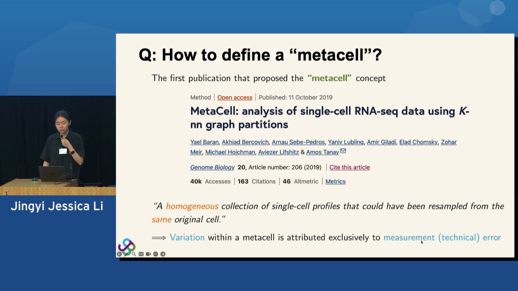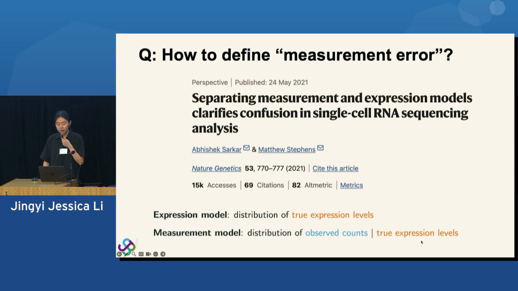So this translation reminded us of this paper by Matthew Stephens, published in 2021 as a perspective paper that tried to decompose how we model the statistical model for single-cell RNA-seq data into 2 layers. One layer called expression model, which is about genes' true expression levels distribution. So here it's latent, but we consider this to be the biological variation we are interested in. And the second layer on top of the first layer is called measurement model, which is a conditional distribution, the distribution of our data, observed counts, given the true expression levels.